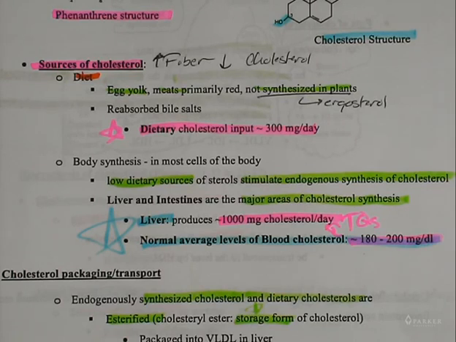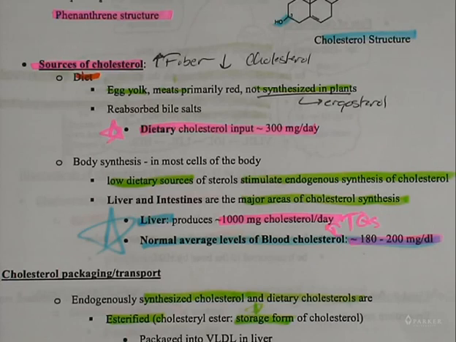But if you look down here, low sources of sterols or cholesterols stimulate endogenous production. Low dietary sources stimulate endogenous synthesis. Liver and the intestines are the primary places that produce it. The liver produces about 1,000 milligrams a day of cholesterol. Normal average blood levels of cholesterol you need to know is 180 to 200 milligrams per deciliter.